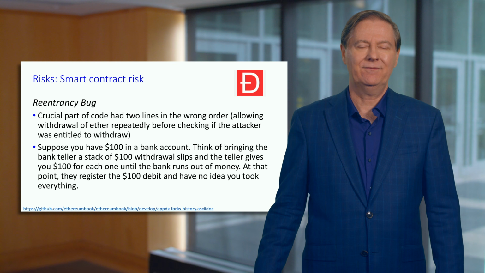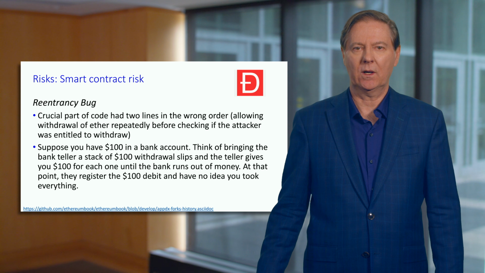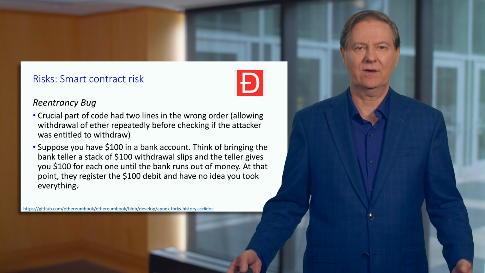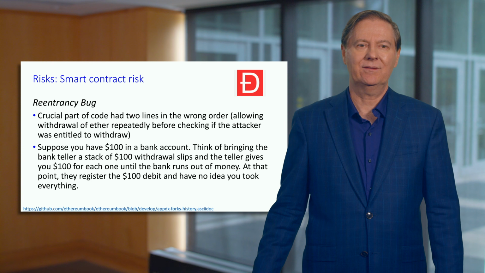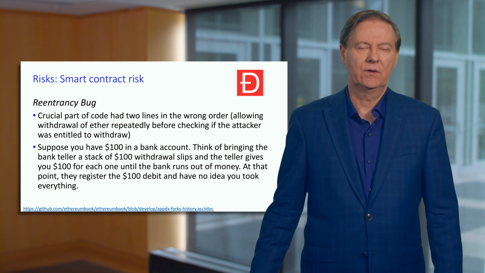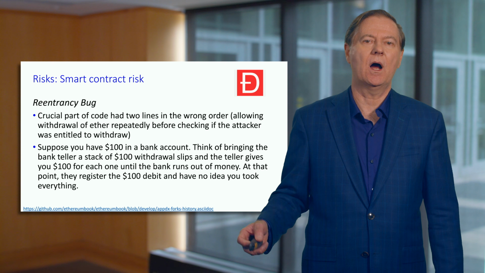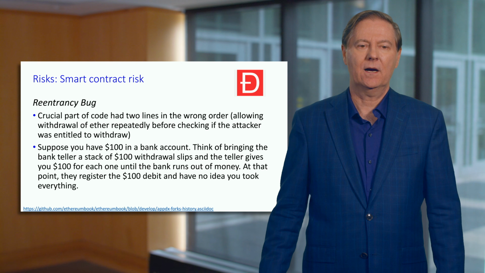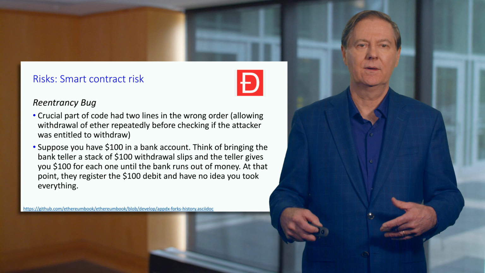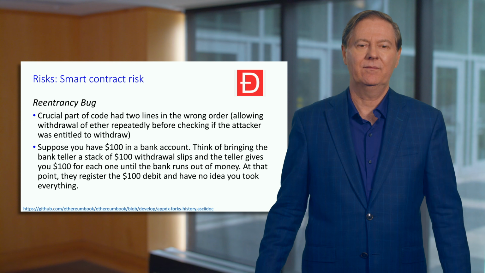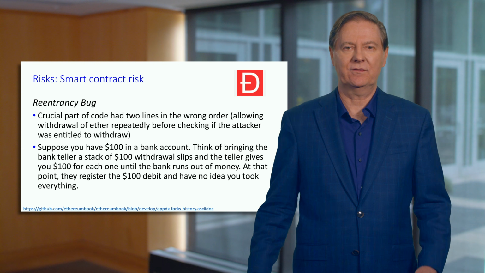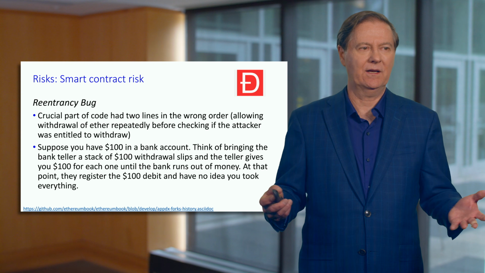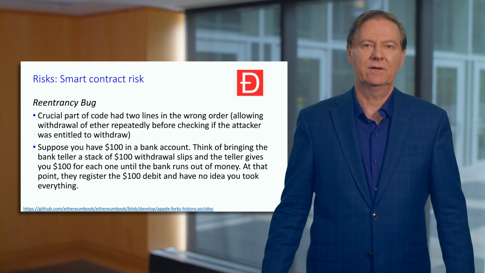Effectively, 2 lines are out of order. So the code's fine, except for 2 lines that are flipped. And essentially, it allows the attacker to continue to withdraw from the contract without a check of the balance. Okay, so think of this in centralized finance or commercial banking in the following way.